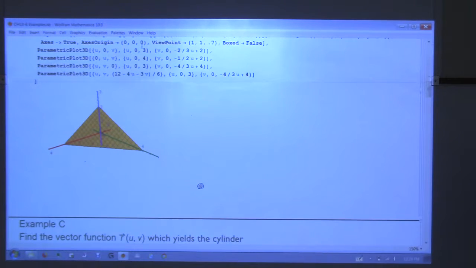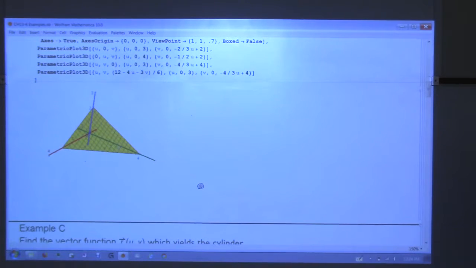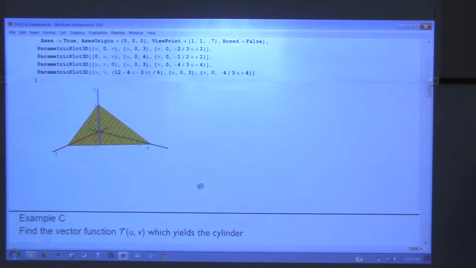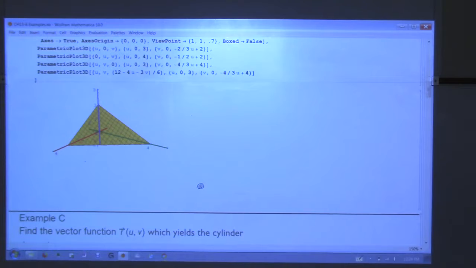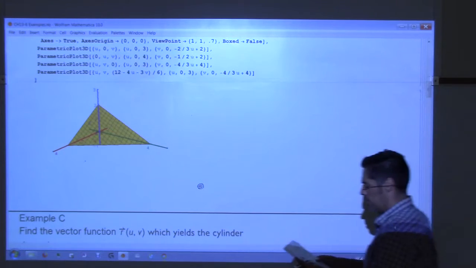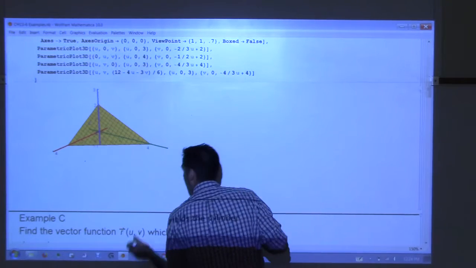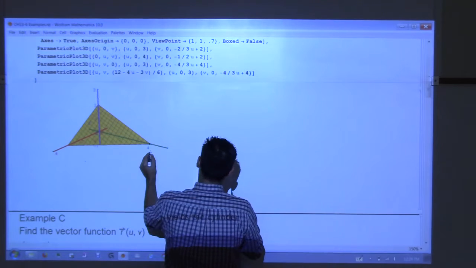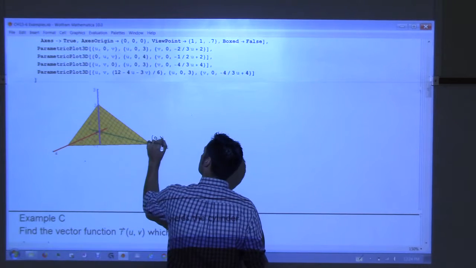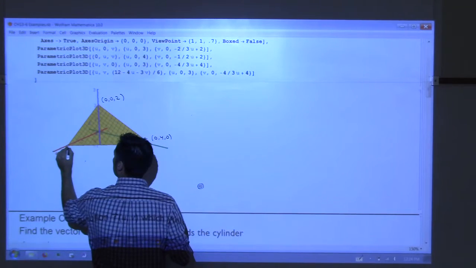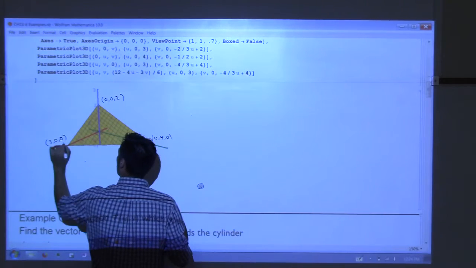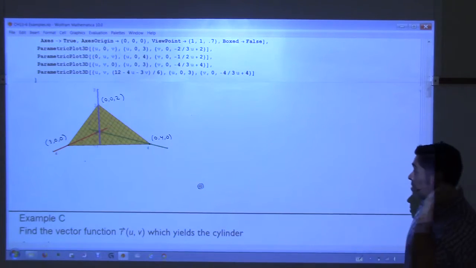In this one, we have 3 vertices of a tetrahedron given. So this is the point 0, 4, 0. This one is 0, 0, 2. And this one is 3, 0, 0. And then, of course, the origin, 0, 0, 0.